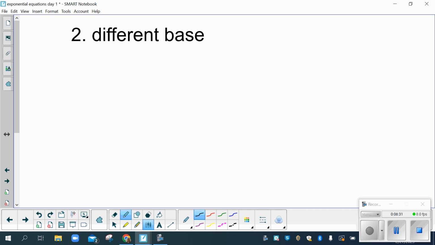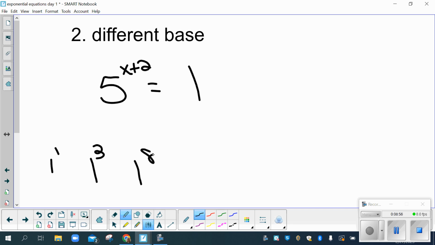Ooh, this one's going to be scary. If you've been sleeping or playing on your phone, you want to watch this one. Oh, I love this one. 5 to the x plus 2, I'm just making those easy, equals 1. This is a little tricky. Because if I take 1 and I raise it to anything, it's still 1. 1 to the first power is 1. 1 to the third power is 1. 1 to the eighth power is 1. So changing 1 is not going to help me.